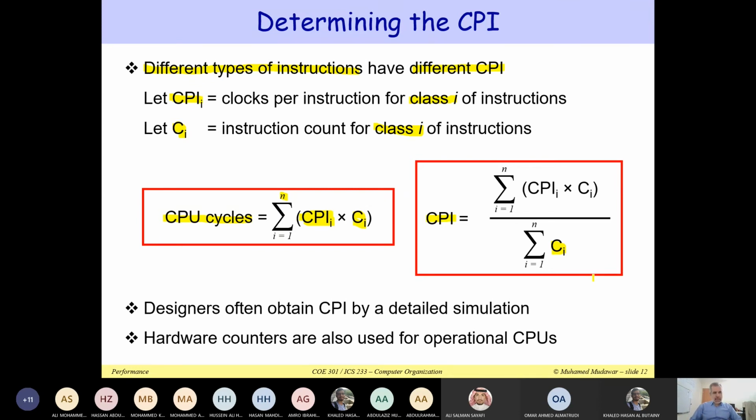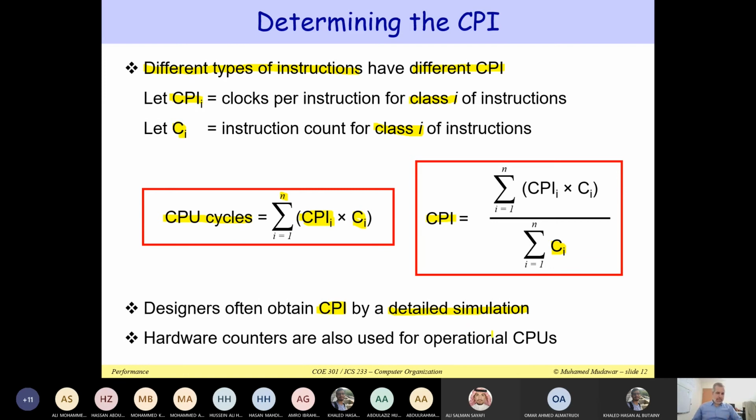Now we can obtain this by a detailed simulator. Sometimes we don't really have the hardware, we don't really have the CPU. I would like to simulate the CPU. The CPU has not really been built yet. So I can do a detailed simulation: look at the given program, count the instructions, count the number of CPU cycles, or do this sigma, adding CPI sub i multiplied by C sub i. Use this equation to determine the number of CPU cycles, and then divide, and this will give you the average CPI. You can also do it if you have a real CPU.